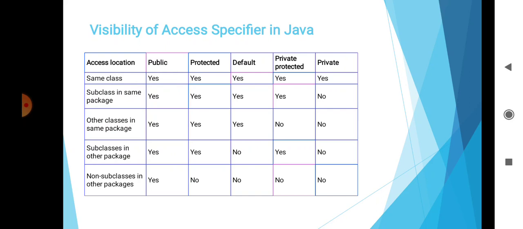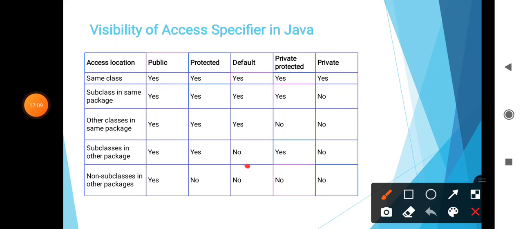Then for other classes in the same package, public, protected and default are possible, but private protected and private are not possible. Then for subclasses in other packages, public and protected can be accessed, but default, private protected and private cannot access the location in a subclass in another package.